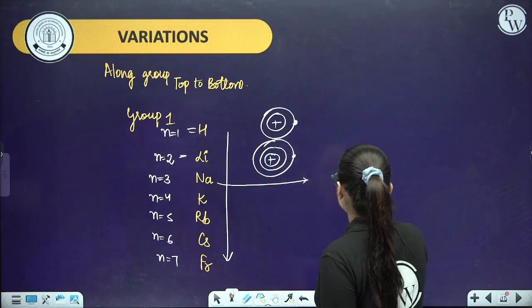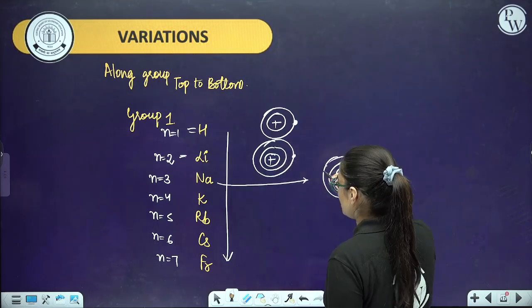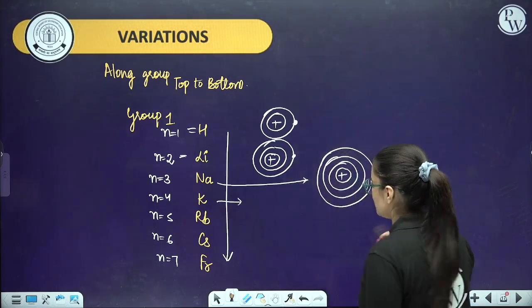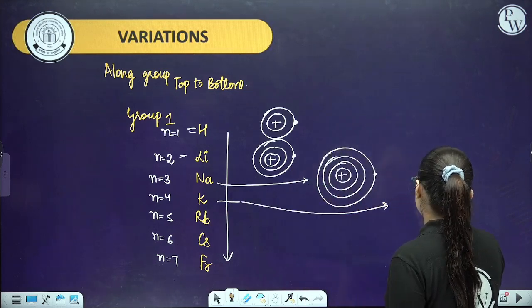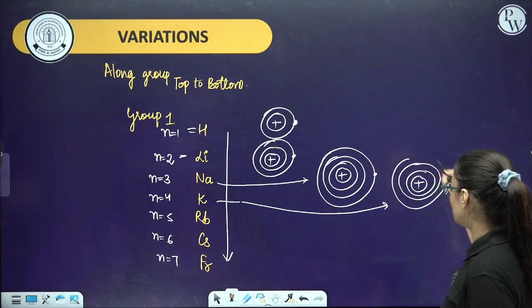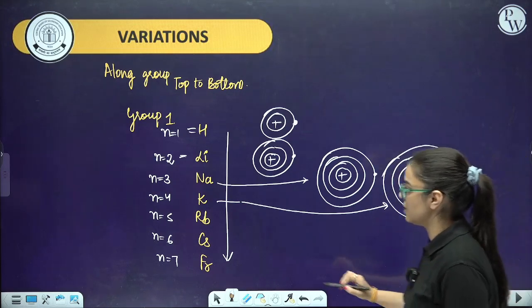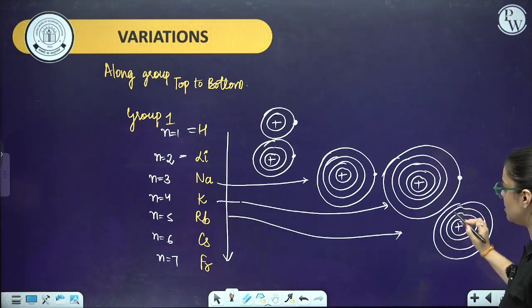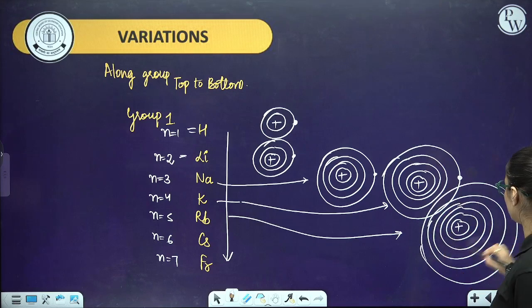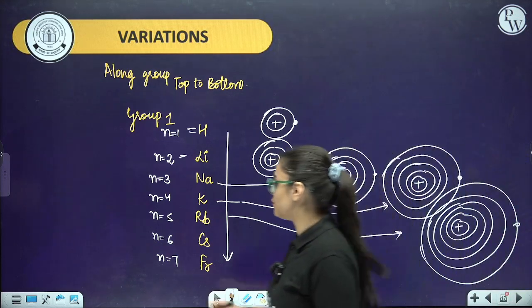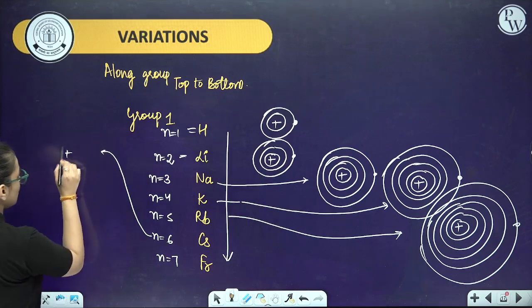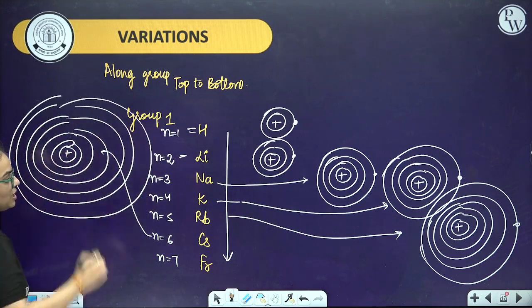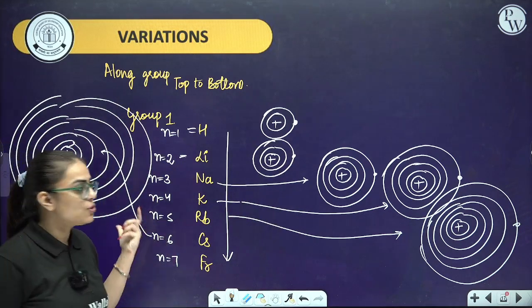Let us draw sodium. This is your nucleus, first shell, second shell, third shell, and it contains one electron. In the case of potassium, it is nucleus, first shell, second shell, third shell, fourth shell, containing one electron. For rubidium, it is nucleus and five shells. Similarly, you can draw for cesium: nucleus and six shells. And for francium it will be 7 shells.